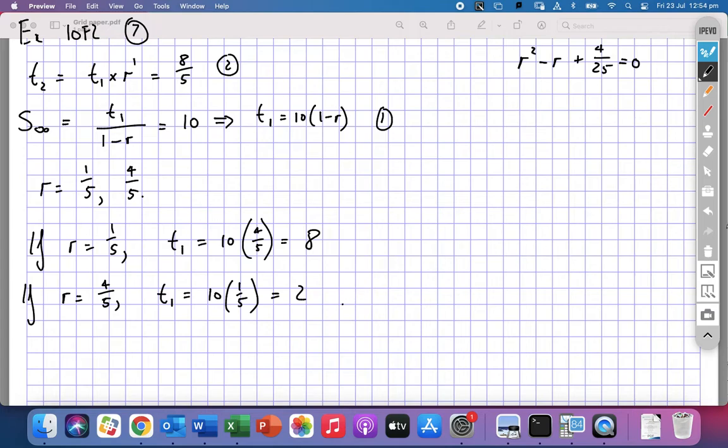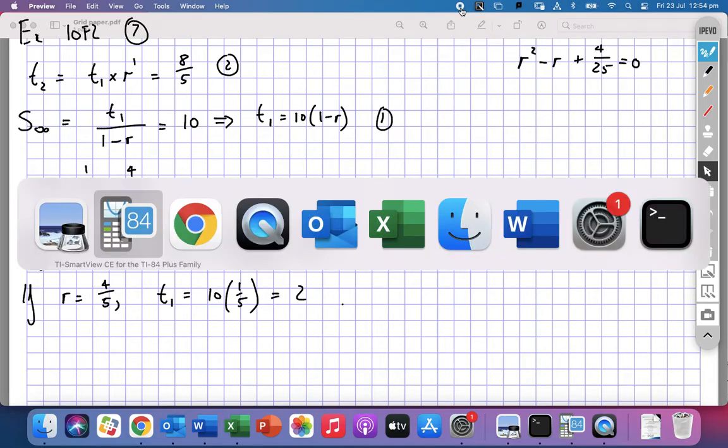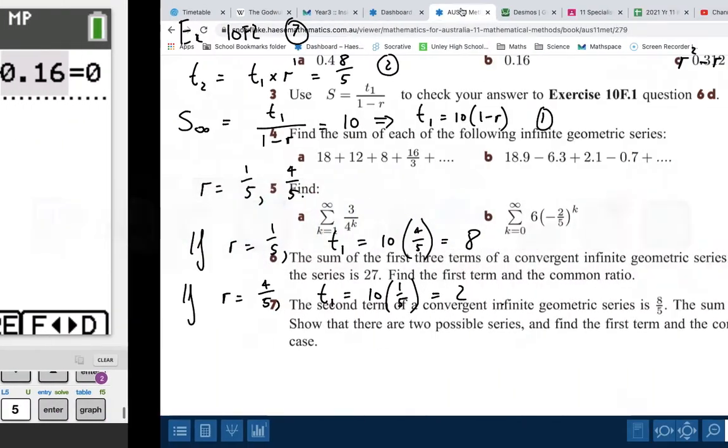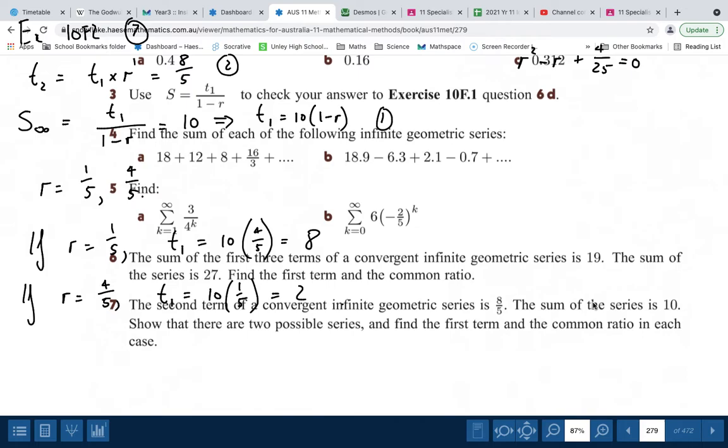All right, so that's fairly simple, that last bit. And I think that answered everything. Show there are two possible series. Well, we got two possible R values. Find the first term and the common ratio in each case. Done.